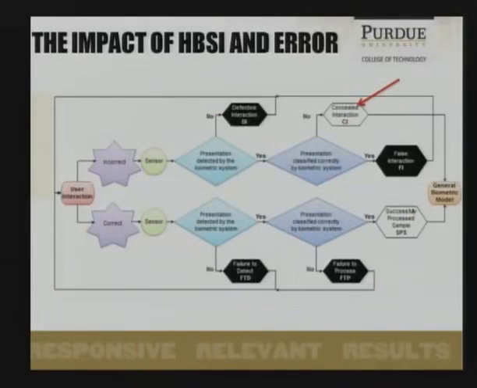So we have this HBSI and error model. We'll spend a little bit of time on this because I want to explain the impact of not behaving with the device properly. I get two choices. I either get an incorrect placement or a good placement. All right. And if I get an incorrect placement, there are some challenges that arise from this.